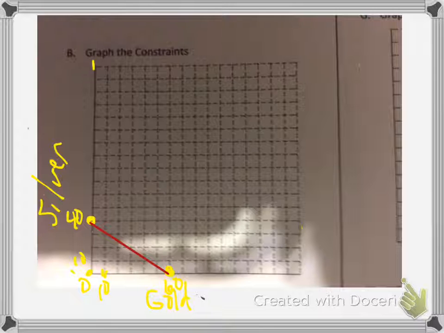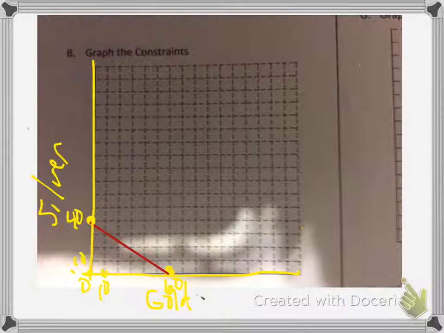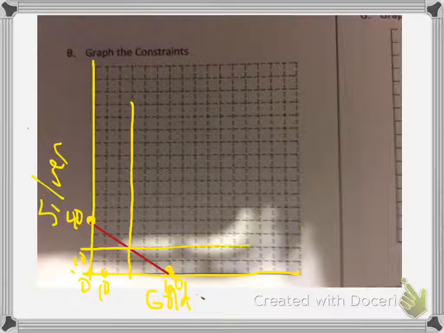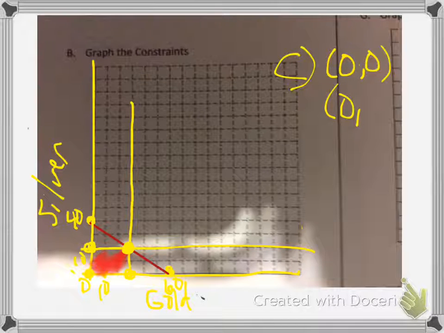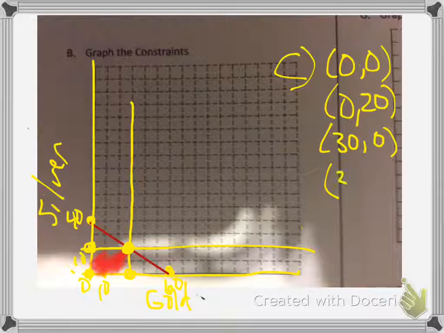And then you've got your x greater than 0, y greater than 0, x is 30, there's my 30, 20, there's my 20, and again, I'm shading in that lower left corner. So I've got this point, this point, this point, and this point. That's my C, and I get 0, 0, 0, 20, 30, 0, and then it ends up being 30, 20.